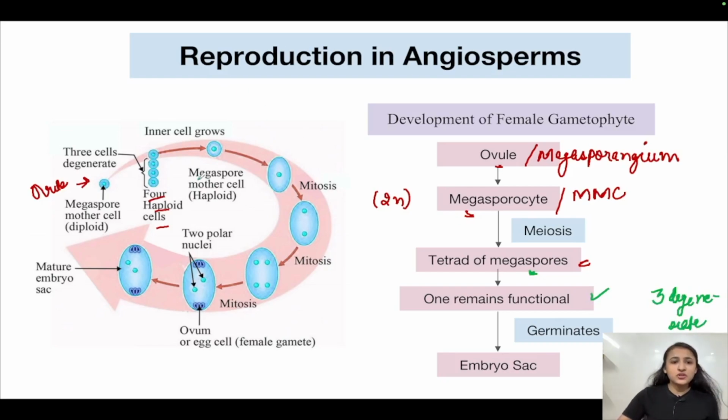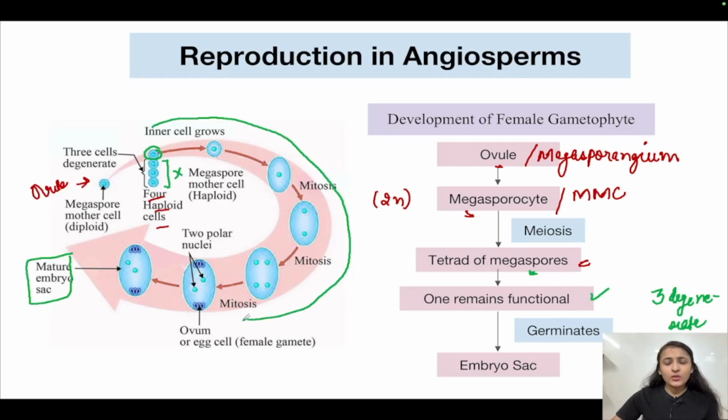Only one remains functional. As you can see in this image, these are the tetrad of megaspores. One of the megaspores will grow further and the rest 3 degenerate. Now, this megaspore, what structure will it develop into? This megaspore will develop into this mature embryo sac, and this is the procedure it is following in order to do that. See what is happening.